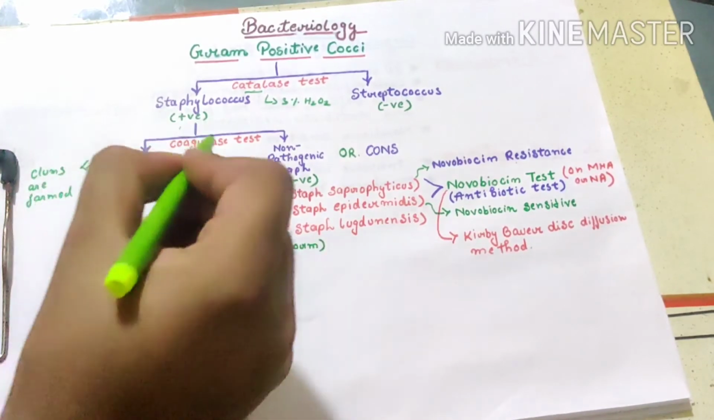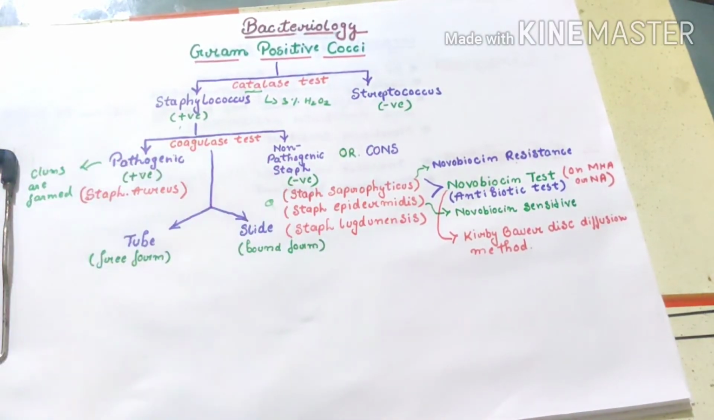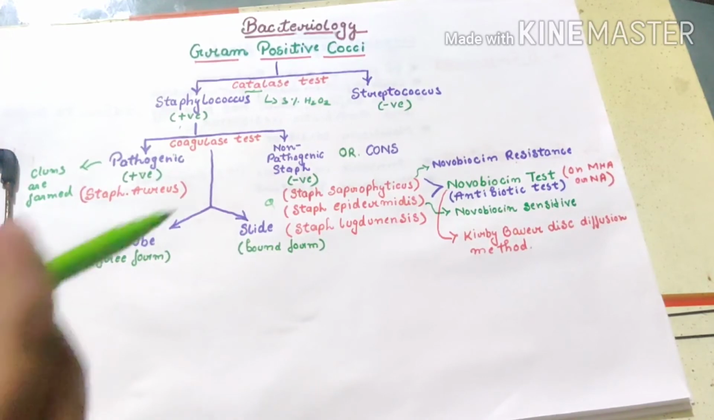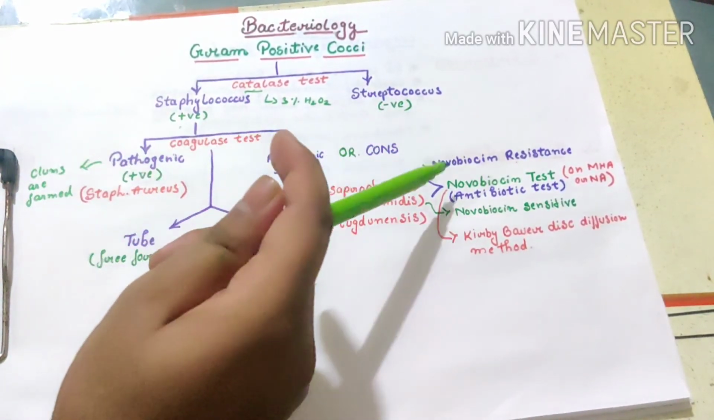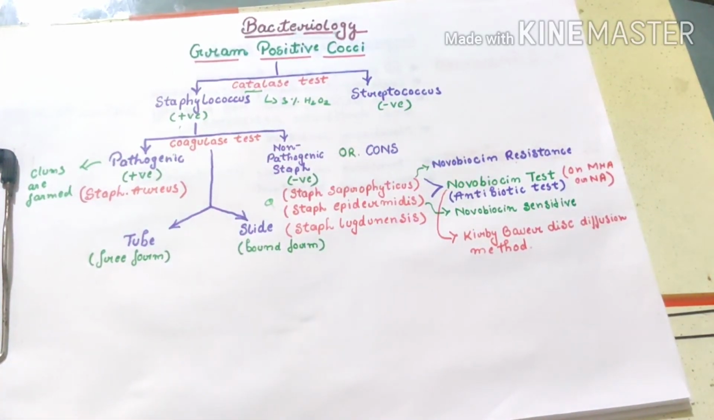Now an important question arises here: how can we differentiate whether a particular infection is due to saprophyticus or epidermidis? For this we can perform a novobiocin test. It is an antibiotic test, and due to this we can differentiate between Staph saprophyticus and Staph epidermidis.